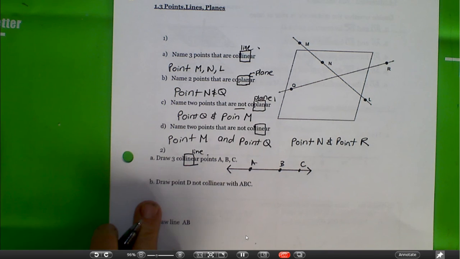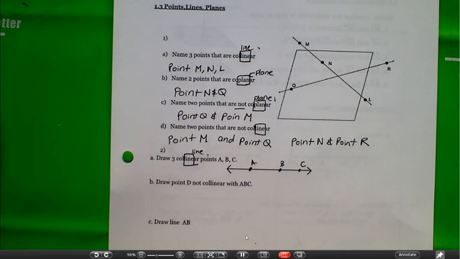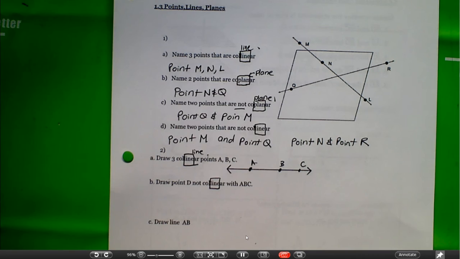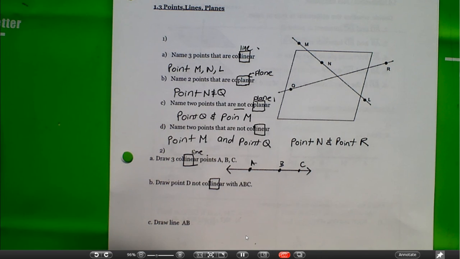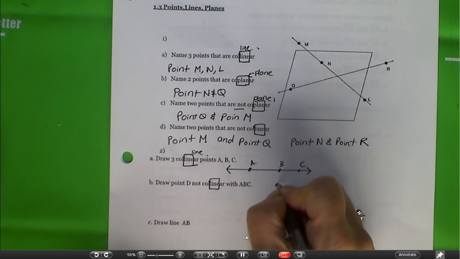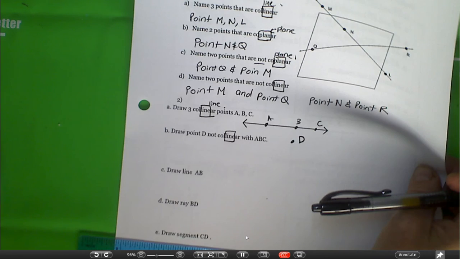Draw point D, not collinear with A, B, C. So it's not collinear, so it's not on the same line. You want to draw point D that's not collinear. So let me see. I'm going to wait a minute, draw that point. And I'm going to call it here, point D. It is not collinear. They are not on the same line.